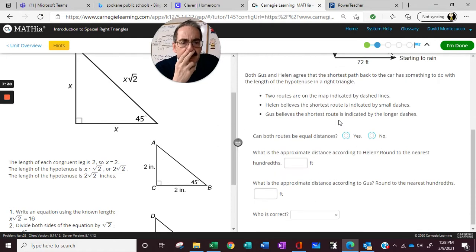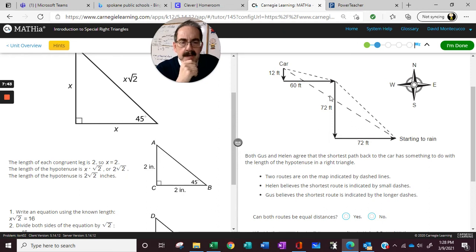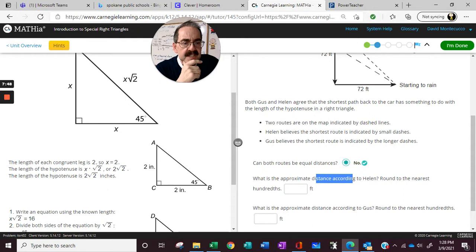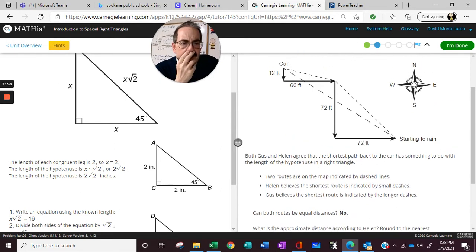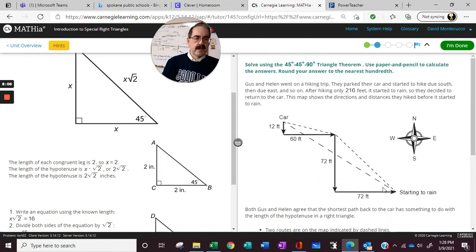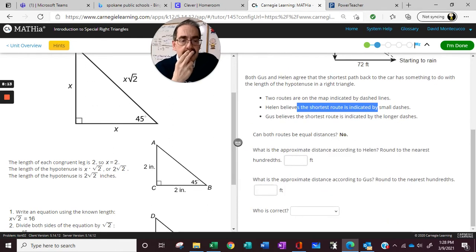Two routes are indicated by the dashed lines. Can both routes be equal distance? You can just tell by drawing. There's no way that's going to work, so no. What is the approximate distance according to Helen, rounded to the nearest 100th? Helen believes the shortest route is indicated by the small dashes. So Helen's going to go diagonal, diagonal. She's got a double diagonal going, right? So now to the nearest 100th.